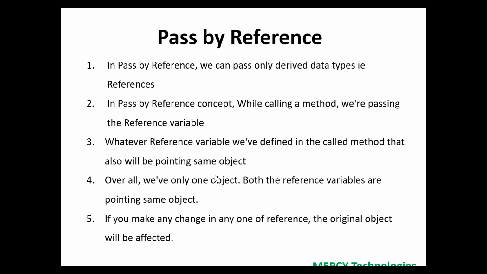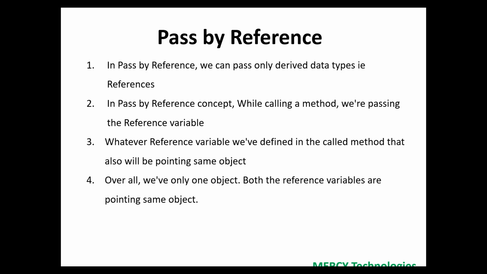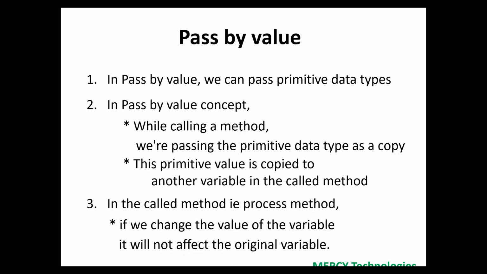If you change the value through one reference, the other references also see the changes. This is called pass by reference. But in pass by value, the case is different. If the process method changes the value, the main method will not be affected, because it is just making one copy of the variable. That is the main difference.